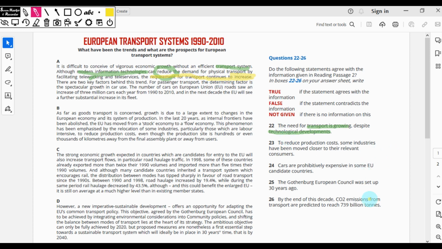So here the question is all about the growing. The synonym of growing is used in the increase form. Transport as it is and technology development. Yes, the answer directly supports the question. The question says the transport is growing despite technological development. Here, requirement for transport continues to increase.